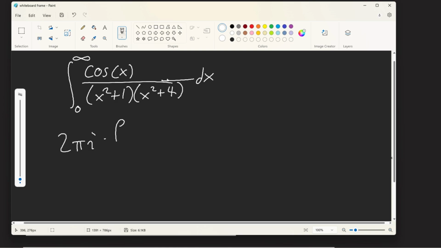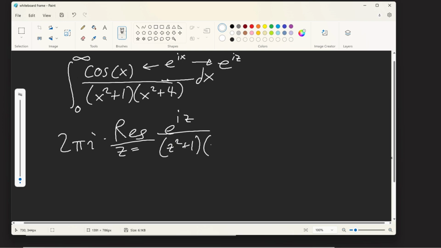2 pi times 2 residue of like z equals, let's see, what's this going to be, e to the ix, or I'm sorry, e to the iz, right? So it would be like residue of e to the iz. So pretty much you're pretending. You don't know the actual full residue theorem, but you're just kind of pretending, you know?